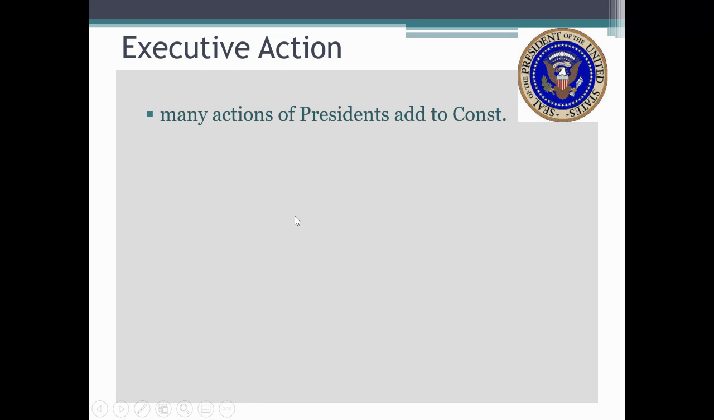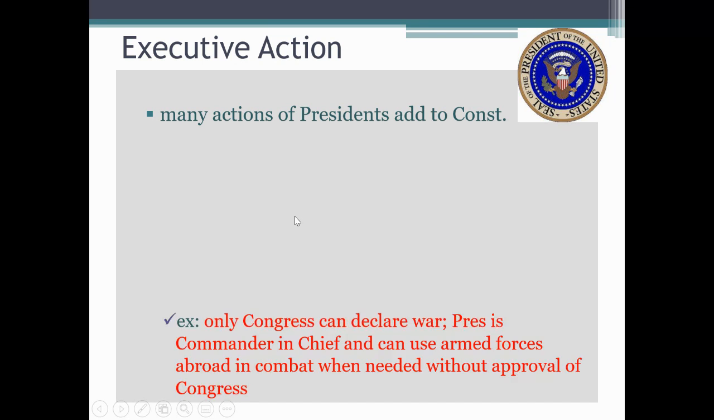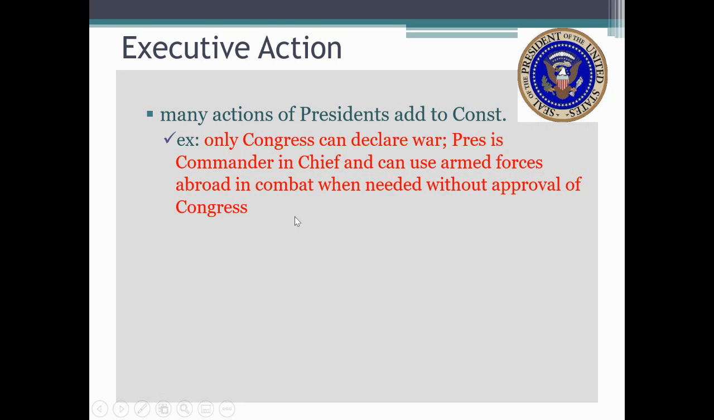Okay, the second part is what the president does: executive action. Many actions of the president add to the Constitution. Actually, the phrase executive action you may have heard before. I can't think of the other phrase off the top of my head; I'll come back to it. But a lot of what the president does also adds to the Constitution.